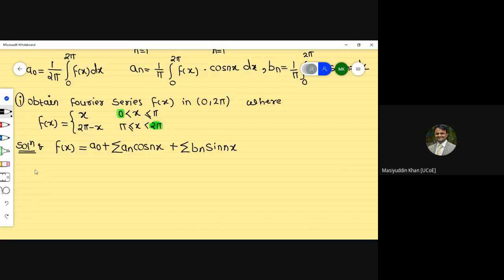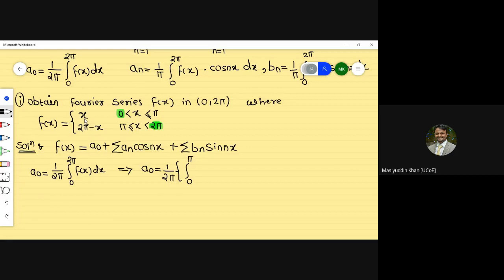So a0 is equal to, we are aware of the formula, 1 by 2 pi integral 0 to 2 pi f of x dx. So we have to substitute here. So a0 is equal to 1 by 2 pi. Now here if you observe, 0 to 2 pi is divided into two parts. The first part is 0 to pi and the second part is pi to 2 pi. So we have to divide this function.